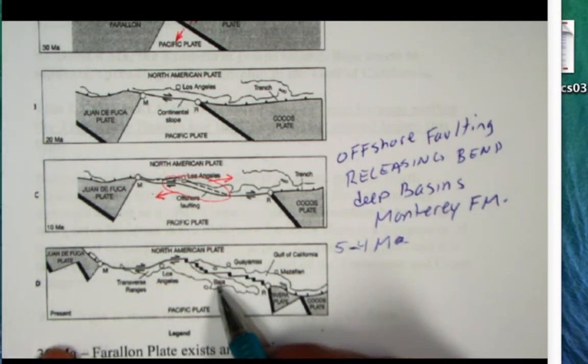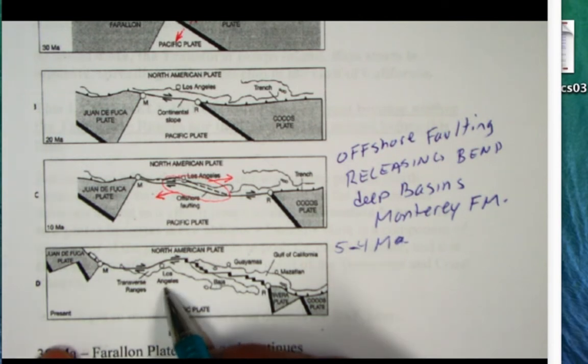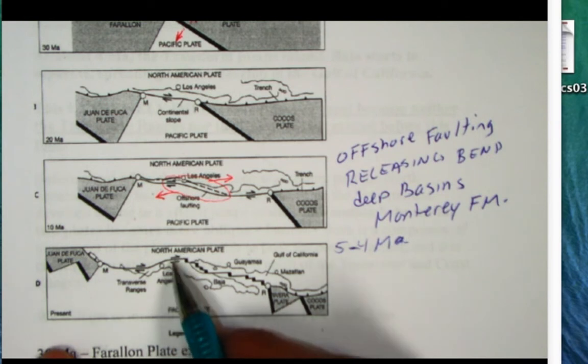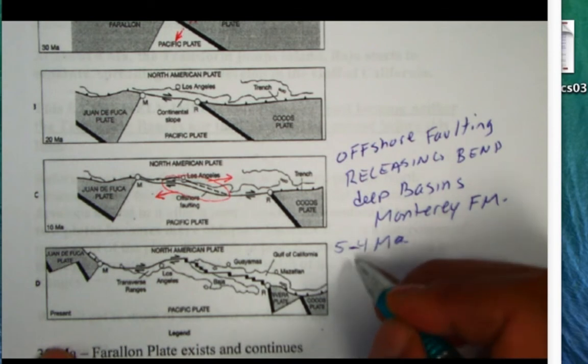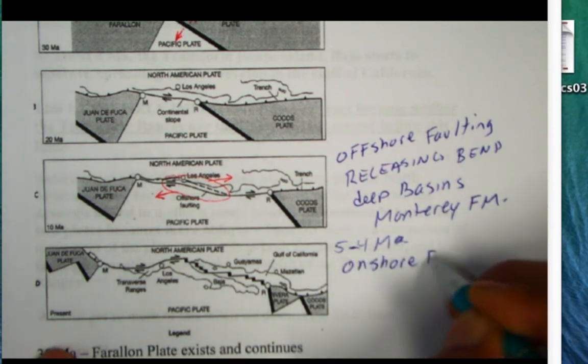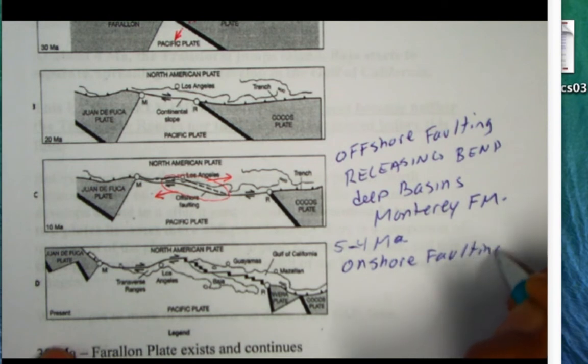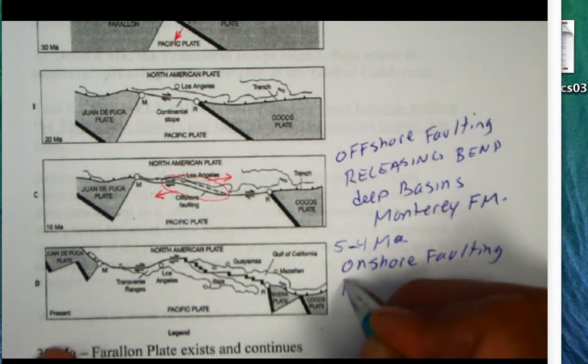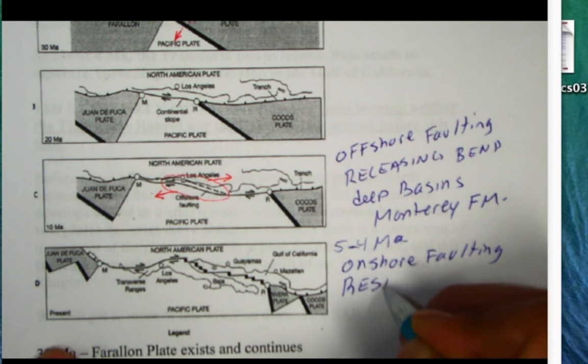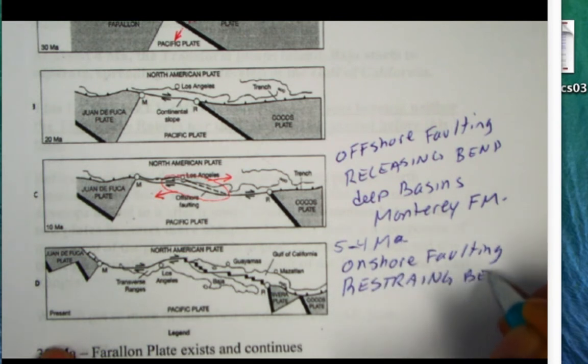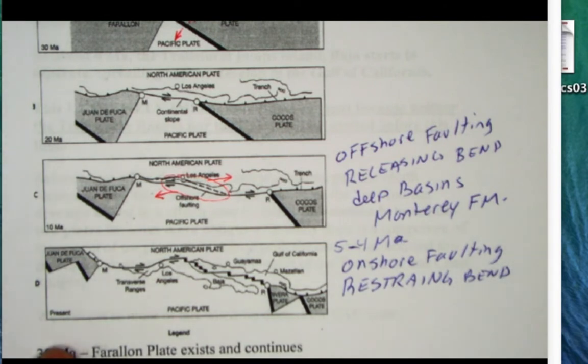See how we're breaking it away? Now Baja becomes part of the Pacific Plate. And then Los Angeles also becomes part of the Pacific Plate as the San Andreas moves east of Los Angeles, right? So now we're going to have onshore faulting, right? Onshore faulting. And now we're going to have something called a restraining bend. And that restraining bend, note that now the fault is bending in the other direction, right?